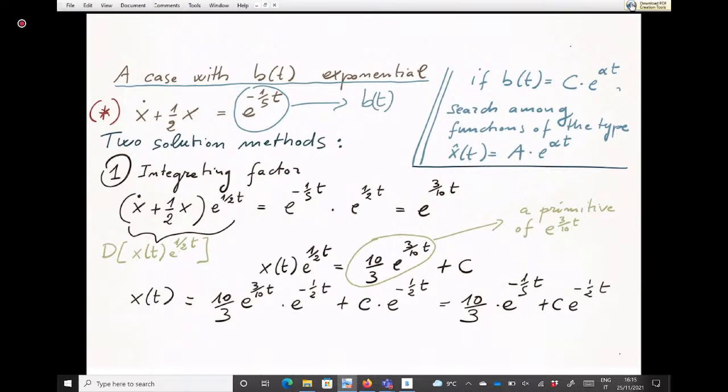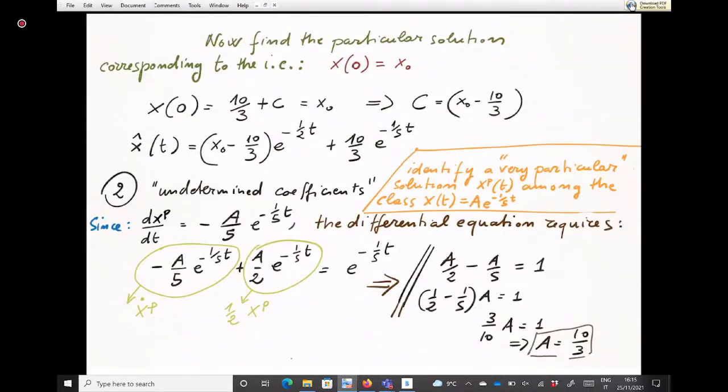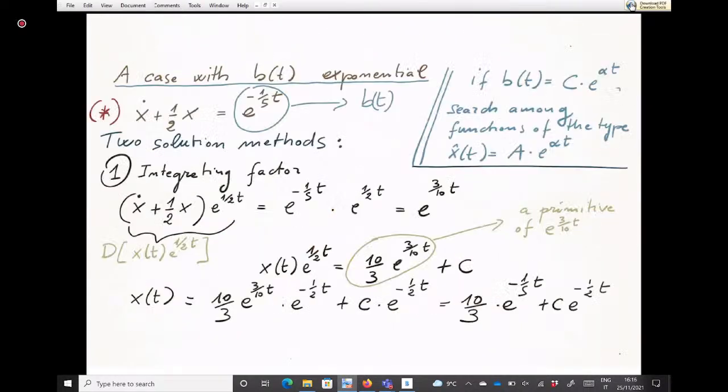Okay. This is a case with b(t) exponential. It is solved in two different ways. One is the integrating factor, and in this case it is just an elementary integral. When the right-hand side is exponential like this, we don't have integration by parts. It is an immediate integral, okay? But also the method of undetermined coefficients is easy. So let me start with the method of undetermined coefficients to solve this one.